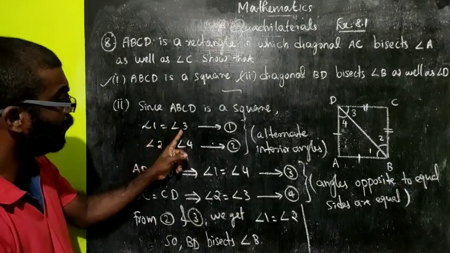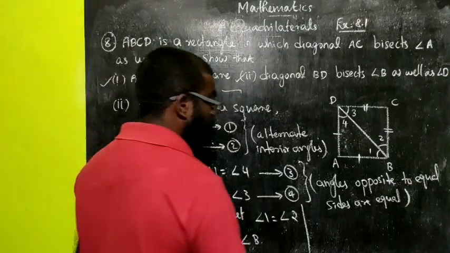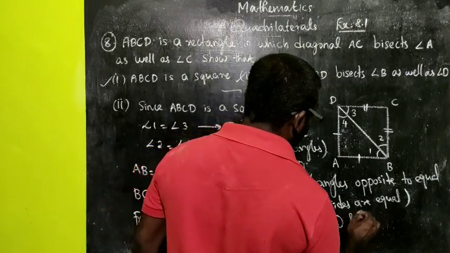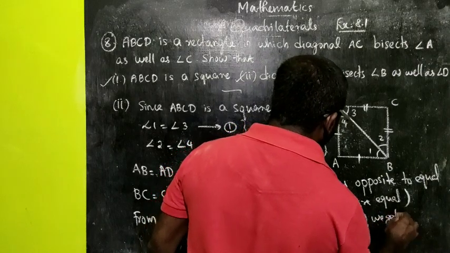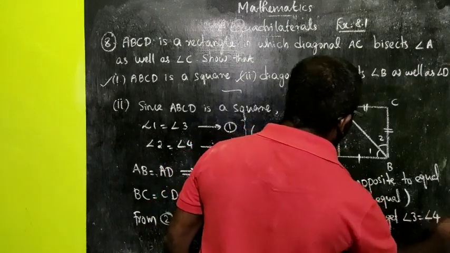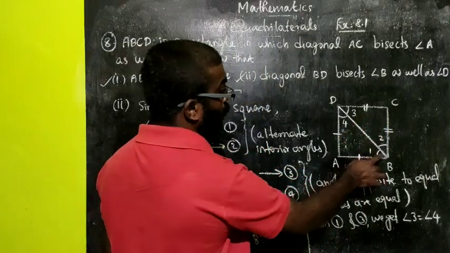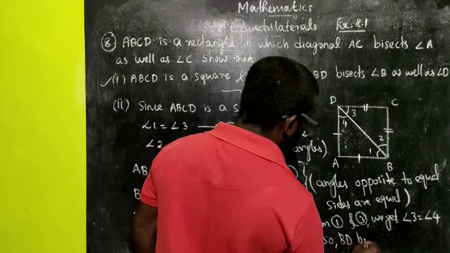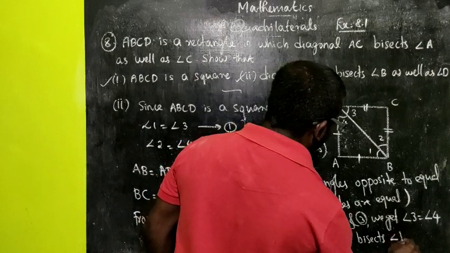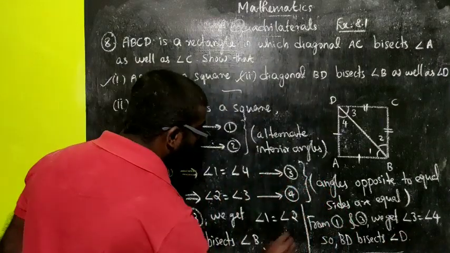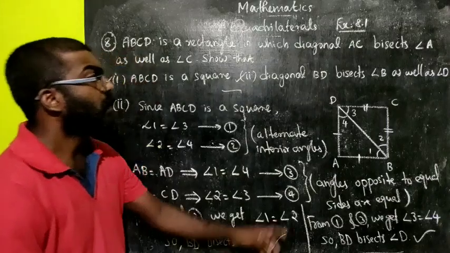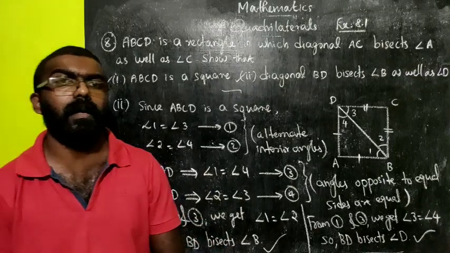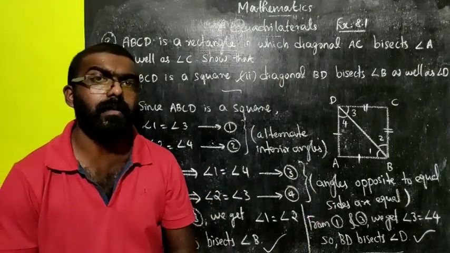And we can combine equation 1 and 3. Here angle 1 equal to angle 3, angle 1 equal to angle 4. LHS equal, so RHS must be equal. So from equation 1 and 3 we get angle 3 is equal to angle 4. These two angles are equal. So we can say BD bisects angle D. And by using these two steps, we can conclude the diagonal BD bisects angle B as well as angle D. This conclusion you can write last.